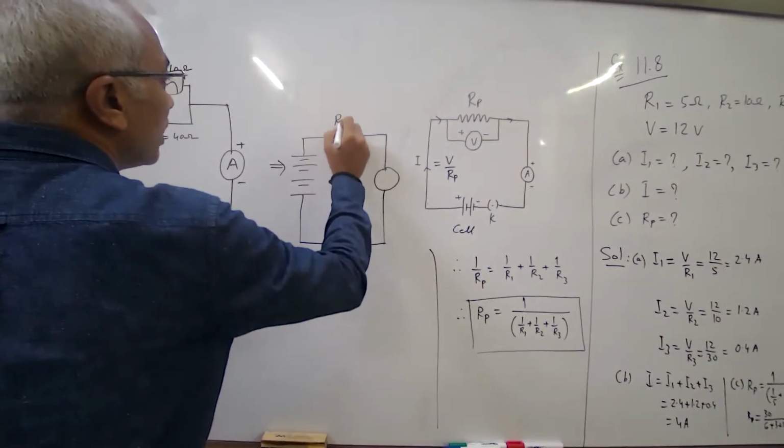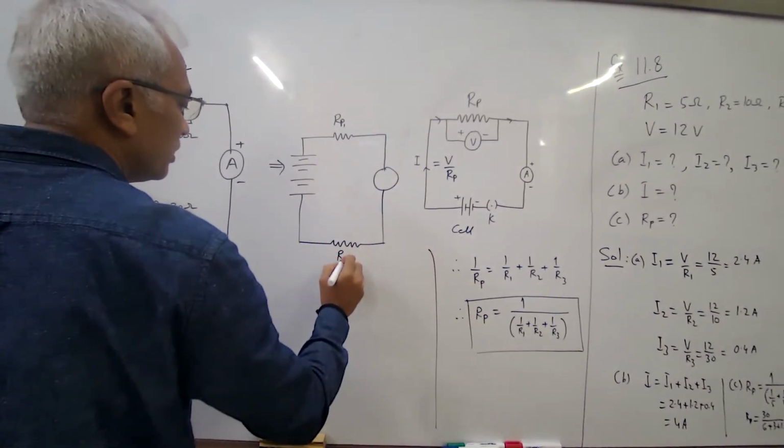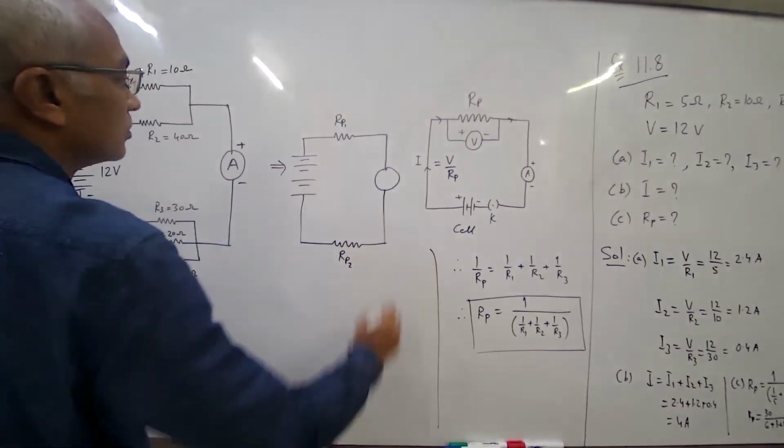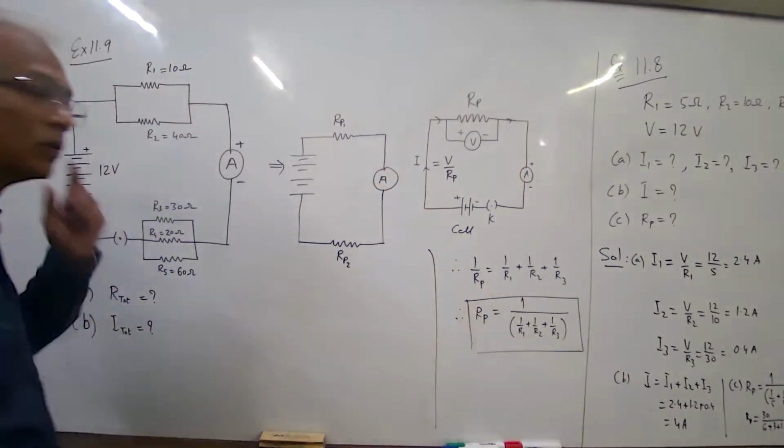So this will be RP1 and this will be RP2. Then we have to draw this out.